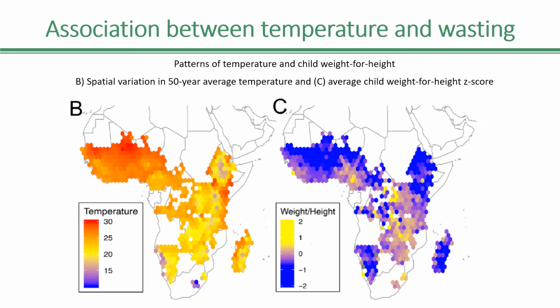So first they took a very broad look at a wide regional level of patterns of average temperature and child weight for height Z-score. Here on the slide is the 50-year average temperature on the left and the child weight for height Z-score on the right. Very broadly speaking, you can see that the higher the temperature, the worse, i.e. lower, the weight for height Z-score. You can see this is particularly the case in the Sahel region, for example. This is simply an overview and it says nothing about causality, but still very interesting overall observations.